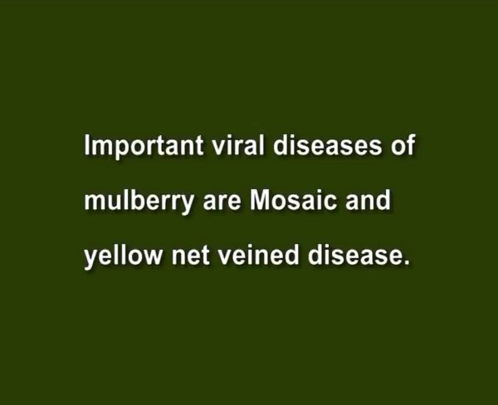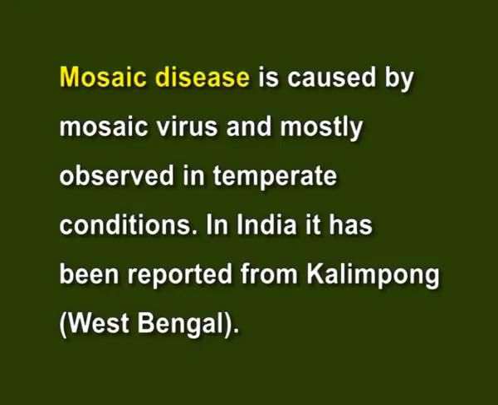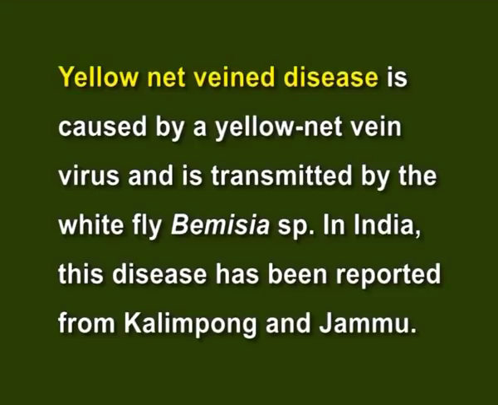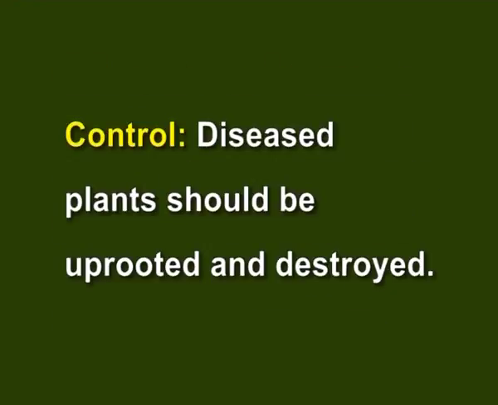Viral diseases. Important viral diseases of mulberry are mosaic and yellow net vein disease. Mosaic disease is caused by mosaic virus and mostly observed in temperate conditions. In India, it has been reported from Kalimpong, West Bengal. However, this disease is of less importance in sericulture industry as it does not cause any economic damage in mulberry leaf production. Yellow net vein disease is caused by a yellow net vein virus and is transmitted by the whitefly Bemisia species. In India, this disease has been reported from Kalimpong and Jammu. Control. Diseased plants should be uprooted and destroyed.